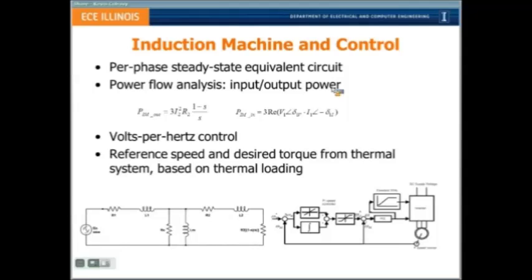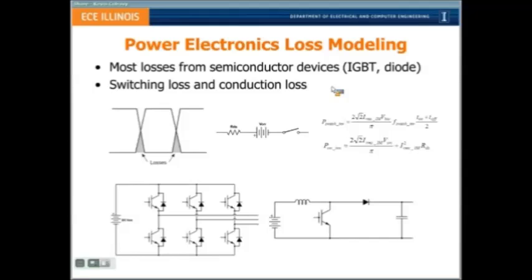The power electronics units are modeled as device losses. That's where the loss primarily comes from. In semiconductor devices like IGBTs and diodes, there are switching losses and conduction losses. Switching loss is like this. I don't have to talk too much, you guys have taken that course. And the conduction loss can be modeled as this. The formula is this to calculate those losses based on the frequency, the bus voltage, and the current that we get from the model after it.